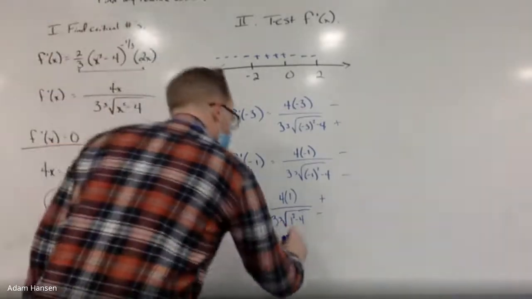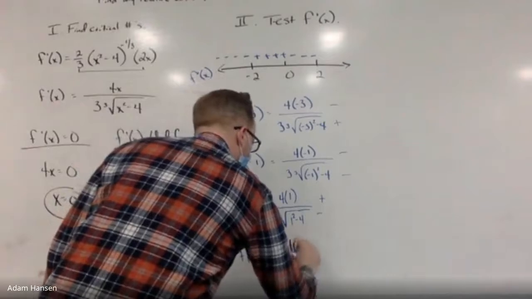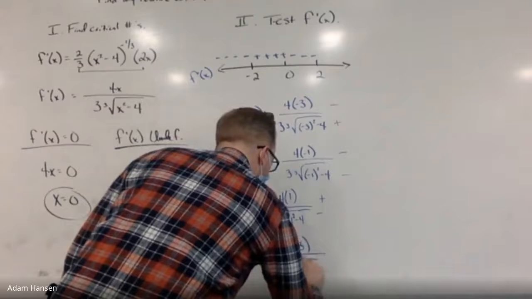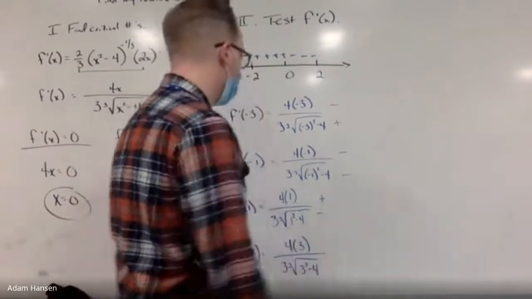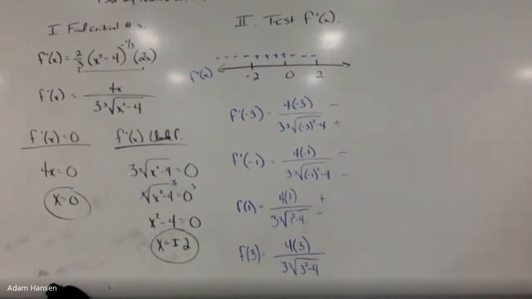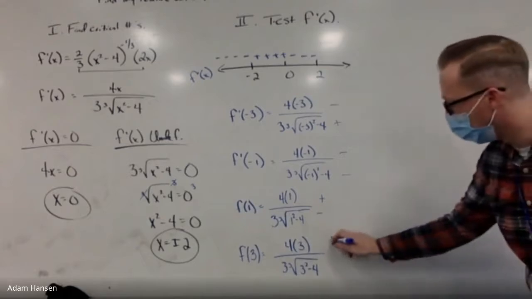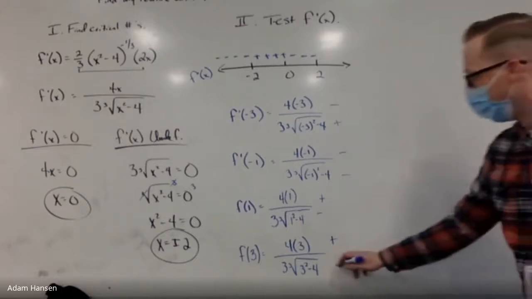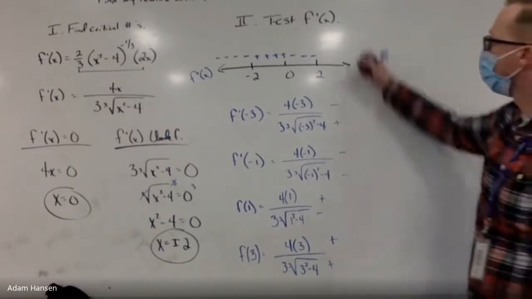4 times 3 over 3 cube root of 3 squared minus 4. 4 times 3 is positive. It's 9 minus 4. 3 cube roots of 5. Is that positive or negative? Positive. Positive divided by positive, still positive.